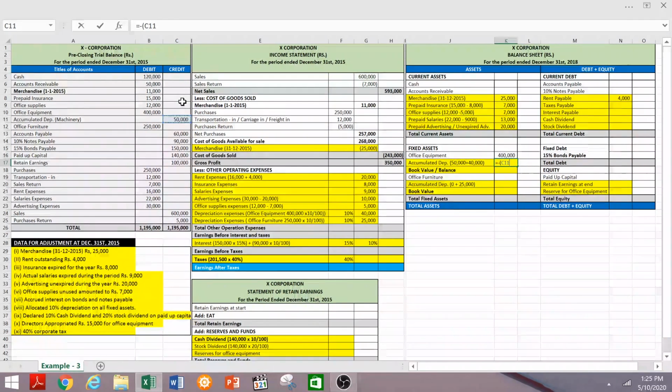Now we can calculate the book value, or the balance, by subtracting accumulated depreciation from the historical cost of the office equipment. Here it is office equipment.